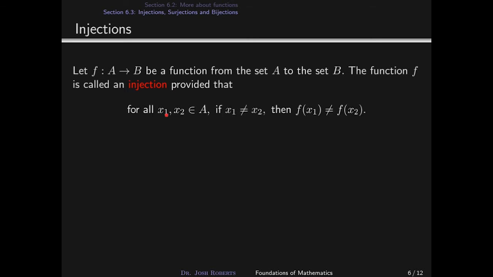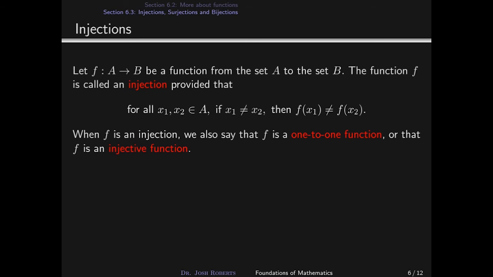For every x1 and x2 in the domain, if x1 is not equal to x2, then f of x1 is not equal to f of x2. Basically, it says if I take two different elements in the domain, they have to always map to different elements in the codomain. That's what injection means.